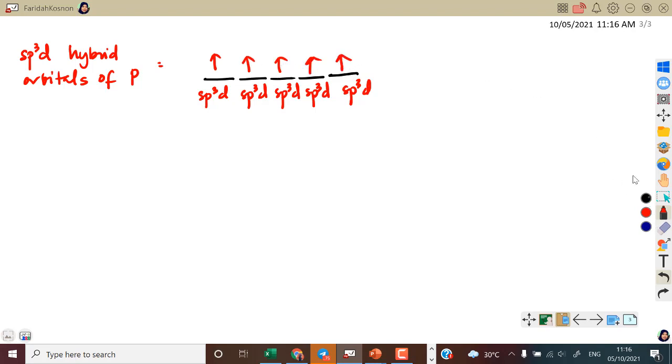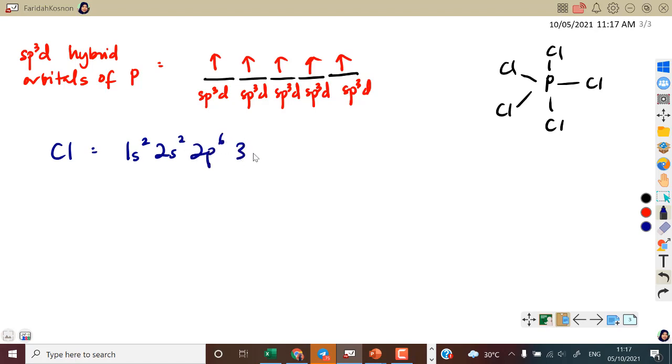Okay, now if you refer to the Lewis structure, you can see here the sigma bond will form from the overlapping, from the sharing of electron between phosphorus and chlorine atoms. Alright, so we need 5 chlorine atoms. So maksudnya sekarang kita perlukan valence electron of chlorine. So saya tulis dulu electronic configuration yang penuh bagi chlorine. Proton number 17, 1s2, 2s2, 2p6, 3s2, 3p5. So chlorine has 7 valence electrons which are located in 3s and 3p.